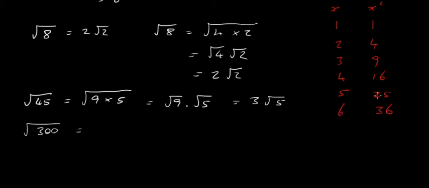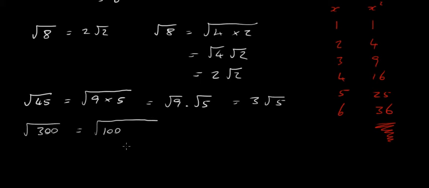So all of these numbers here are called square numbers. If you get the square root of any of these numbers, you will end up with a whole number. So what's the highest square number that will divide into 300? You must look for the highest one.